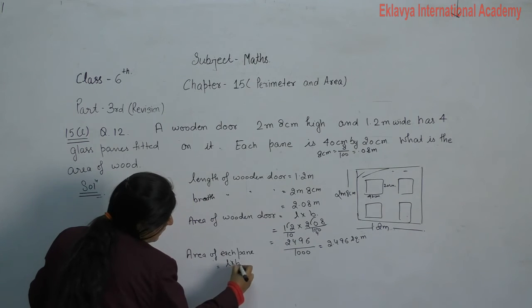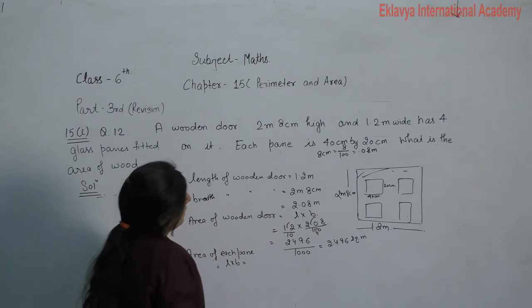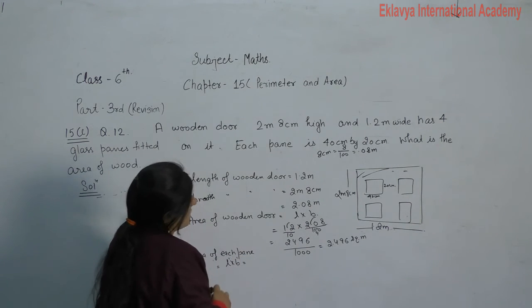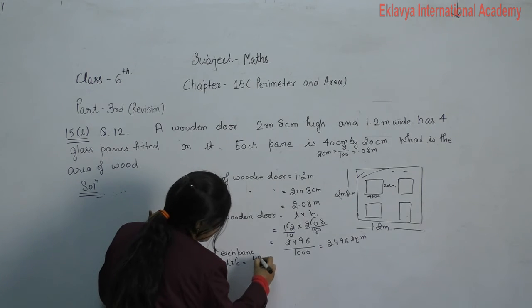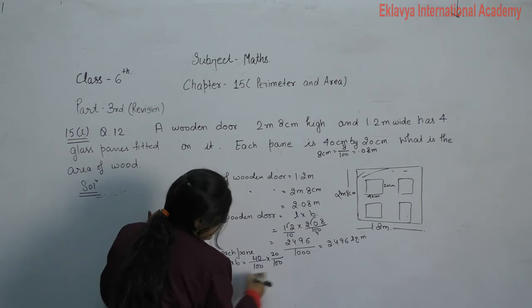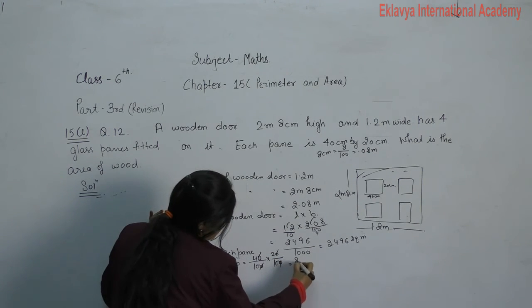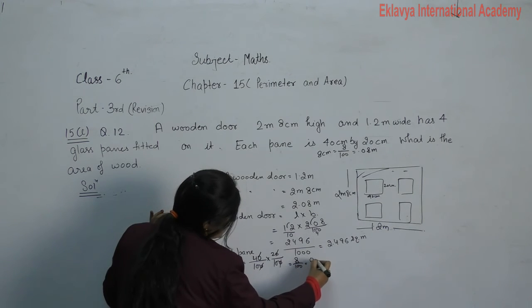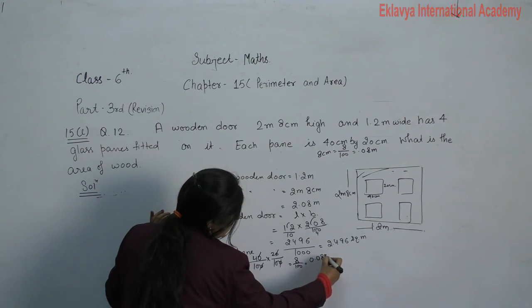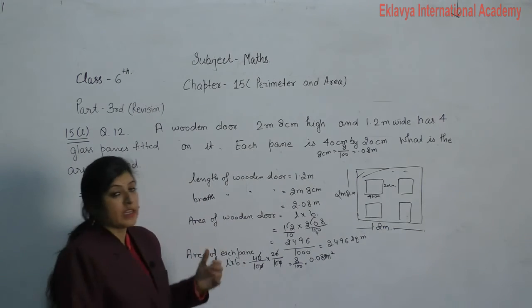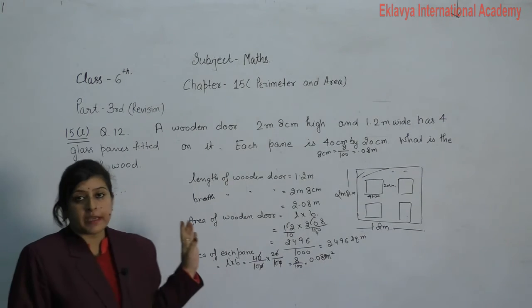Now area of each pane. Same, length multiply by breadth. You can write down length L dash, B dash, then 40 centimeter. If you want to change into meter, then divide by 100. 4 2s are 8. 8 by 100, that is equal to 0.08 meter square. This is the area of one pane.